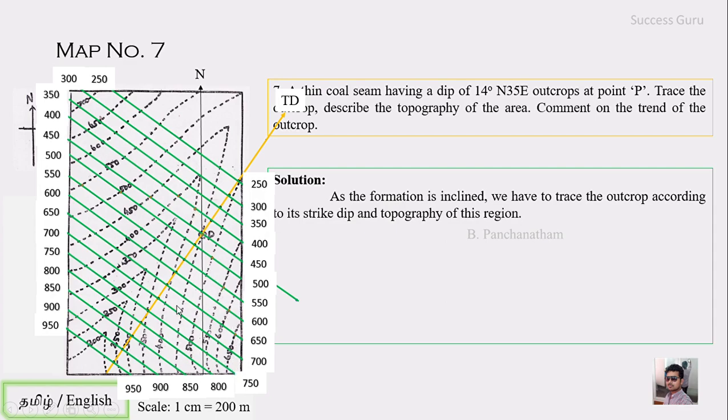And remember, whenever you are drawing an outcrop, you have to start the outcrop from one end and end it at the other end. So the outcrop will be starting from here. The outcrop will be crossing the strike and contour here, followed by this point, then this point. Like this, you have to draw. Okay, so just trace it like this, and that's it. We have completed the map.